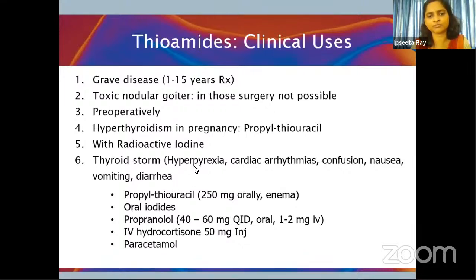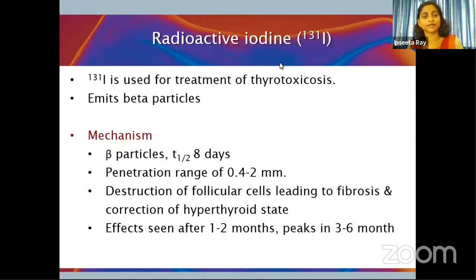Thyroid storm, where there is excessive release of T3 and T4 into the circulation, which can cause cardiac arrhythmias. Here, out of the various drugs, propylthiouracil is also one of the drugs used for this condition. Next important class is radioactive iodine. I-131 is the isotope of iodine which is used. Mechanism is it emits beta particles which cause destruction of the follicular cells, and we know that follicular cells are the site where T3 and T4 are synthesized. So if they are destroyed, the production of T3 and T4 will go down.